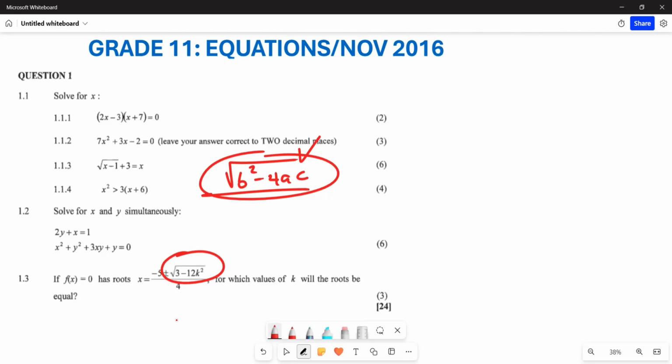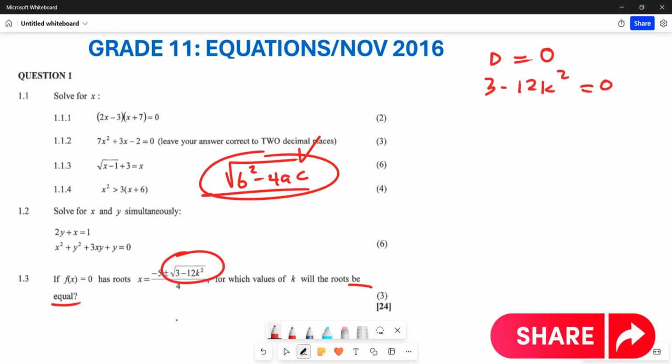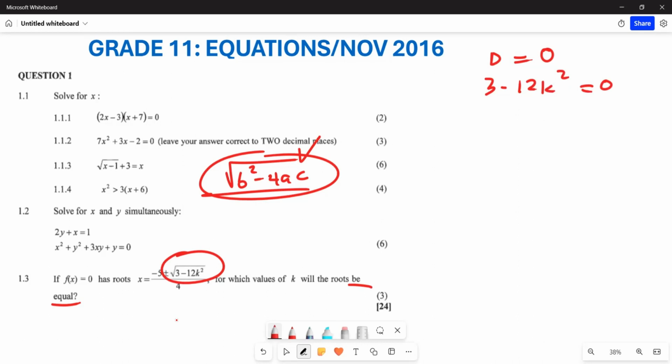Now, for these to be equal roots, we are saying your delta must be equal to 0, which means in this case, your 3 subtract your 12k squared must be equal to 0, right? Now, from here, what is it that you can do? You can start by saying 3 is equals to your 12k squared. You divide by 12 here, divide by 12 here.